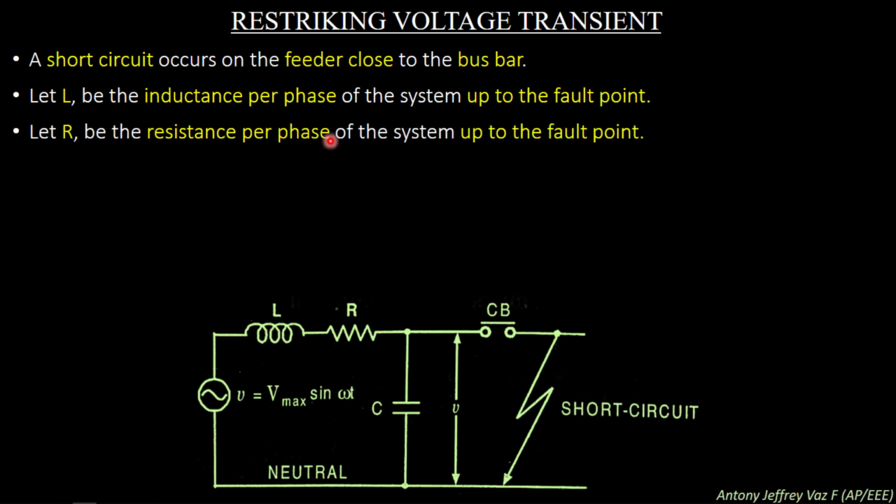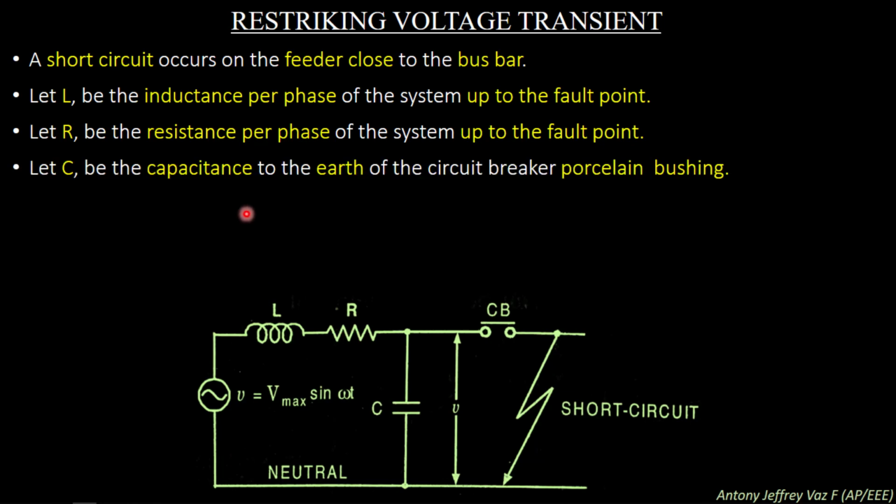Let R be the resistance per phase of the system up to the fault point. Since the resistance is present in the transmission line and the coils of the transformer and the generator, we can say the resistance R per phase of the system up to the fault point is shown in the circuit diagram. Let C be the capacitance to earth of the circuit breaker porcelain bushing. Since the capacitance is present in the long transmission line and also in the circuit breaker porcelain bushing, this capacitance is inserted in parallel, whereas the inductance and resistance are inserted in series with the generator.